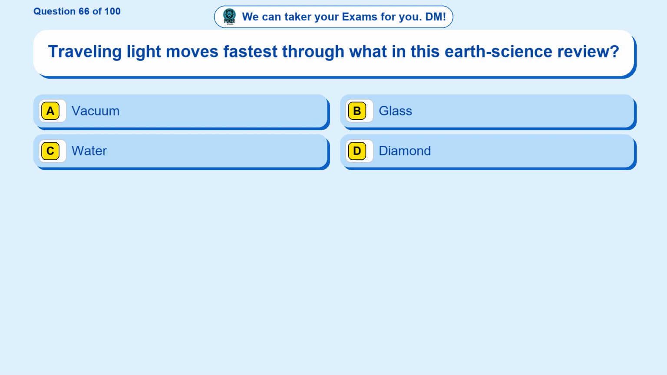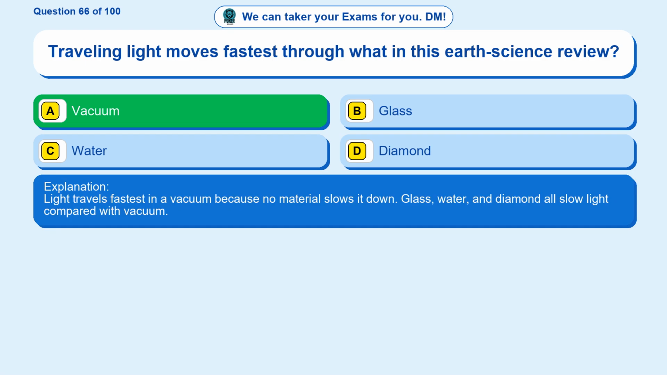Question 66. Traveling light moves fastest through what in this Earth Science Review? Option A, vacuum. Option B, glass. Option C, water. Option D, diamond. The correct answer is option A, vacuum. Light travels fastest in a vacuum because no material slows it down. Glass, water, and diamond all slow light compared with vacuum.